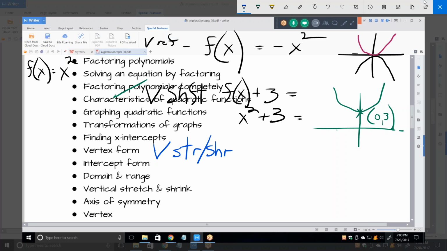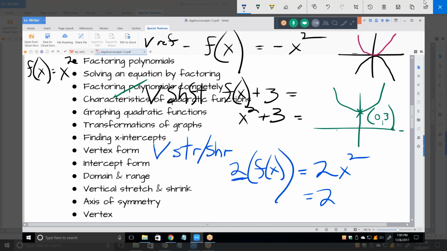And this would be some number, we'll make it 2 this time, times f of x. Notice the 2 is outside the function. So what is 2 times f of x? It would be 2 x squared. Well, you don't need the parentheses. In other words, what I just wrote there is the same as this.